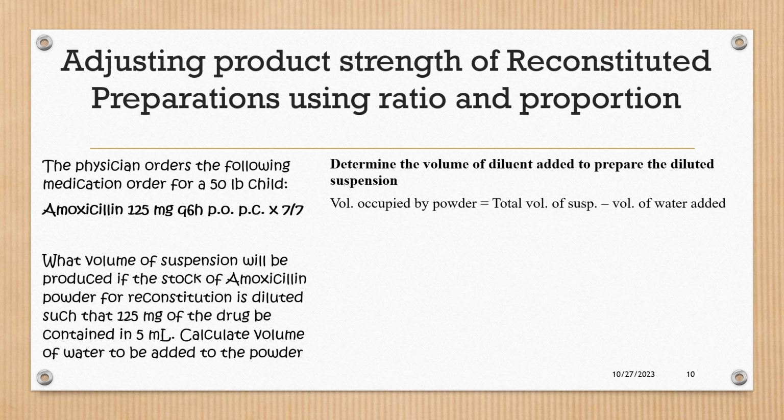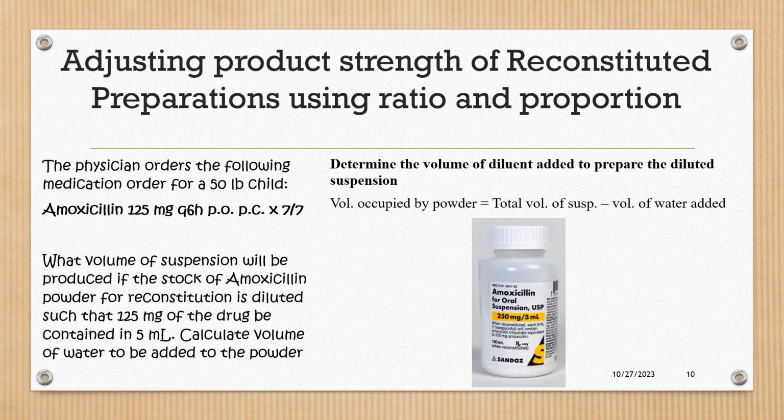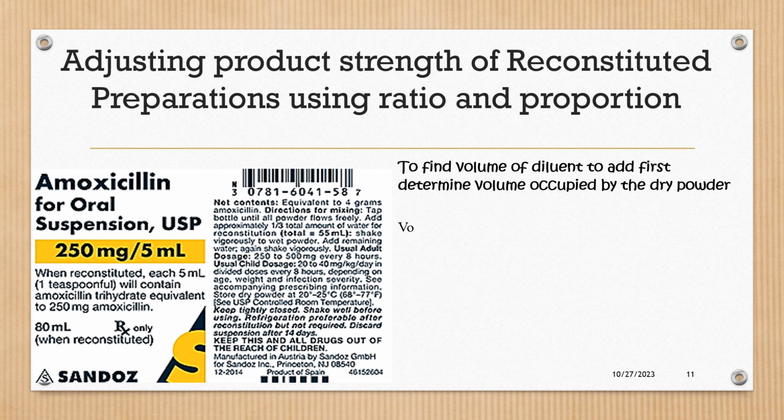Now we did calculate the volume occupied by the powder earlier. Now remember, this is the antibiotic that we're mixing. It's 250 milligram per 5 mil, total volume 80 mils. That information has not changed. All we're doing is diluting the same 250 milligram per 5 mil to 125 milligram per 5 mil. So the volume that is occupied by the powder in this bottle will not change. And so this is what you're supposed to be getting when you calculate the volume occupied by the powder.